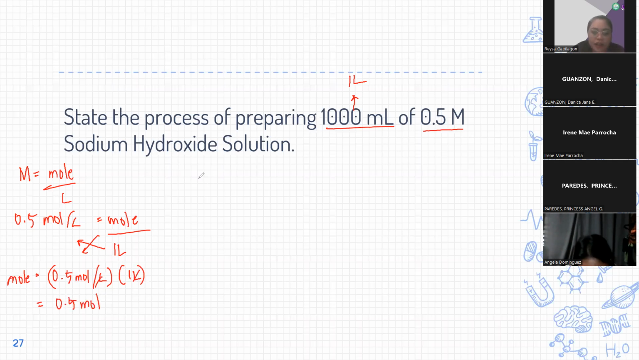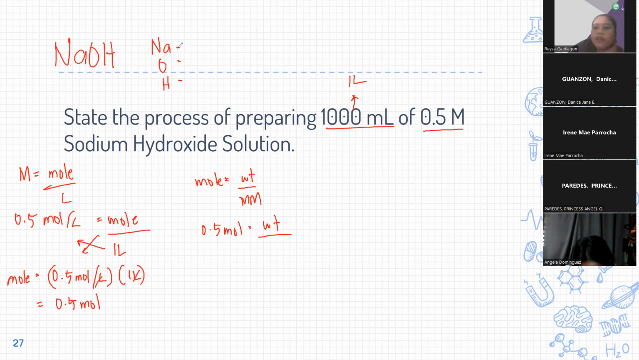So after computing the mole, we compute for the weight. So this is our formula. So this is 0.5 mole is equal to the weight over the molar mass. So sodium hydroxide, take note, that is our NaOH, a strong base commonly used in the laboratory. So we have sodium, oxygen, and hydrogen, one atom each times their respective atomic weights. This is 23.